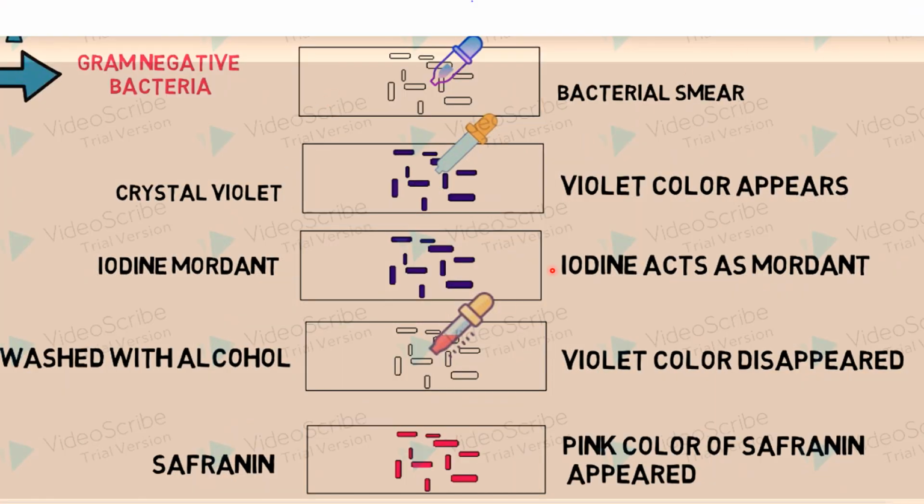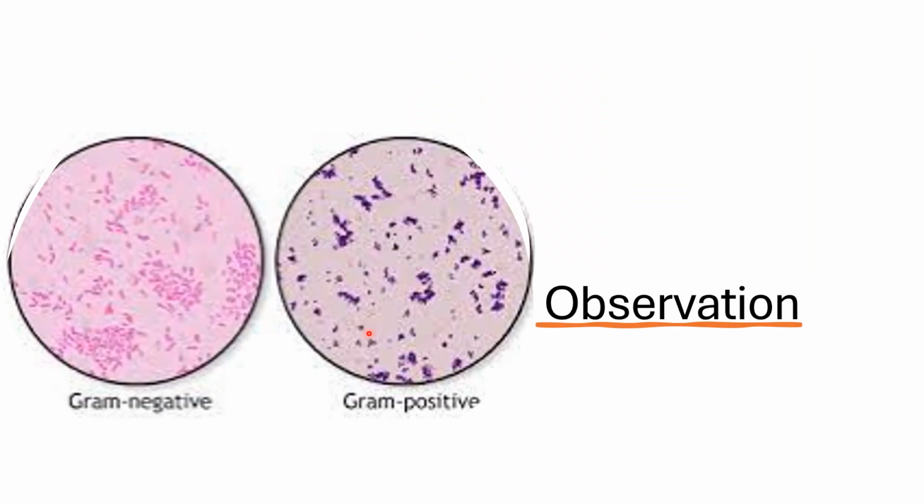And in gram negative bacteria, first bacterial smear preparation, then crystal violet, then mordant, then decolorization with alcohol, and finally safranin. And it will take up the color of safranin, that is a pink or red color will appear in case of gram negative bacteria. And this is the observation. For gram negative bacteria, it appears as a pink color, and for gram positive bacteria, it appears as the color of the primary stain, that is blue or violet color.